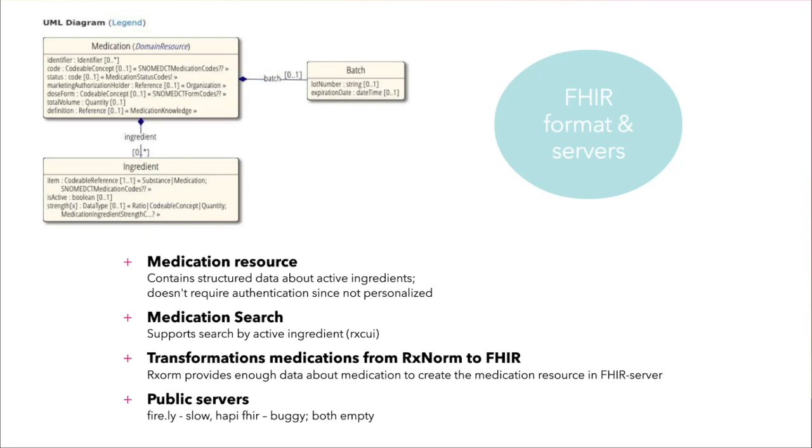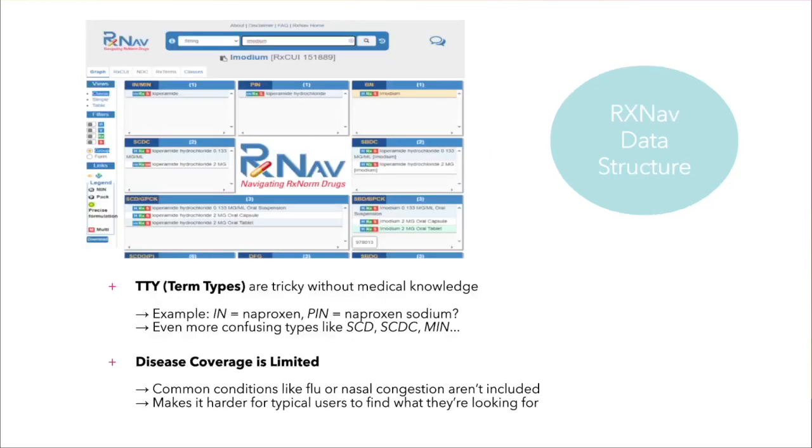So we also had to find ways to create medication resources and a way to find data for it. We ended up using the RxNorm database to create medication resources to pre-populate the FHIR server. As for the RxNorm database, it was efficient, but the main challenge was to figure out what term types to use when searching for entities, because there are a lot of different acronyms for those.